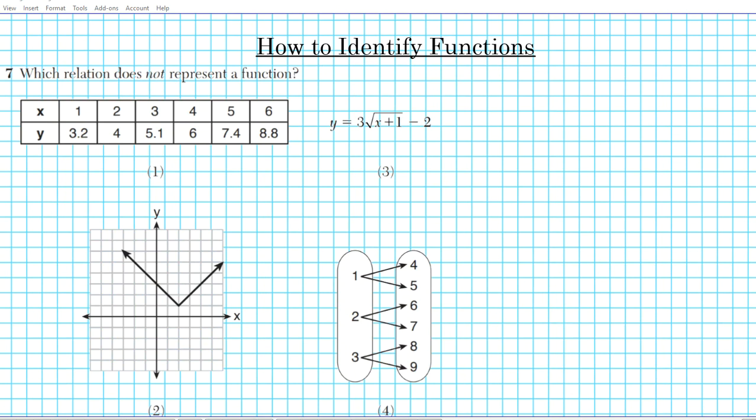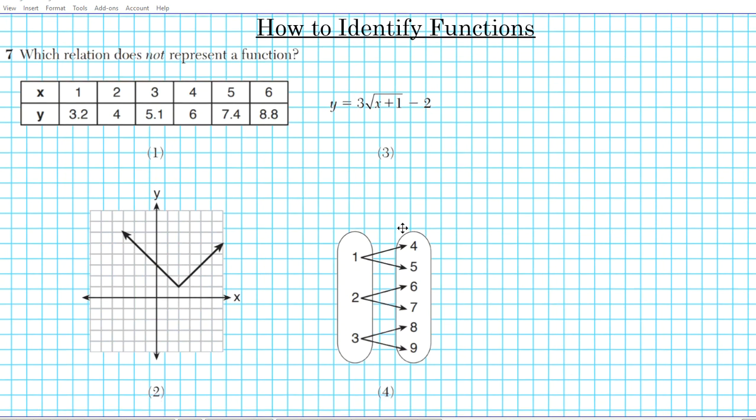Alright, in question 7, we're going to see how to identify functions. We have multiple representations here. Number 7 says, which relation does not? So you want to be careful. We want to look for which one does not represent a function. We have a table, we have an equation, we have a graph, and we have a map.